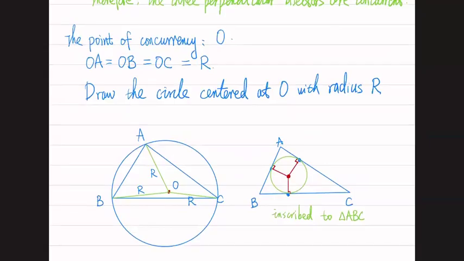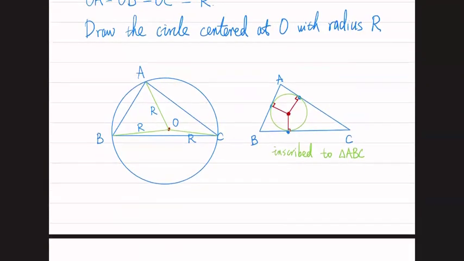Maybe I can write it here: of perpendicular bisectors. Okay, so this circle goes through the vertices and it contains the triangle. The triangle contains this circle. So we call this circle circumscribed.